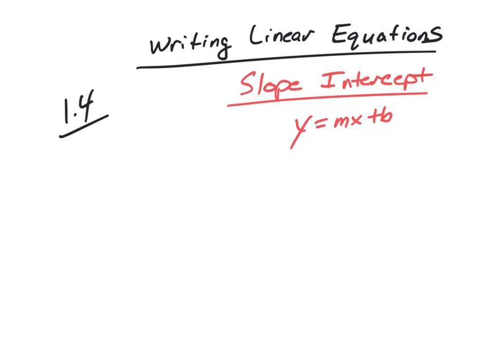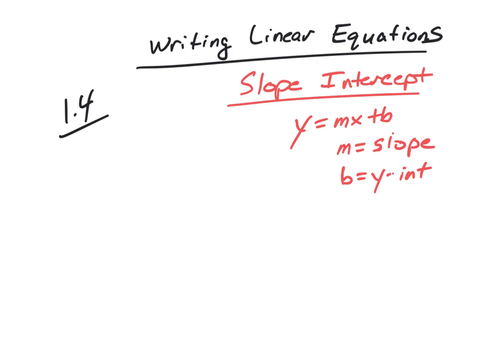In order to write an equation in slope-intercept form, what we've said before is we need two pieces of information. We need the slope. We need the y-intercept. If those two pieces of information are given to me, then life's good. We can just put it right into the equation and we're ready to go.